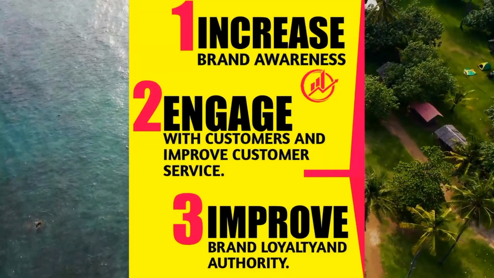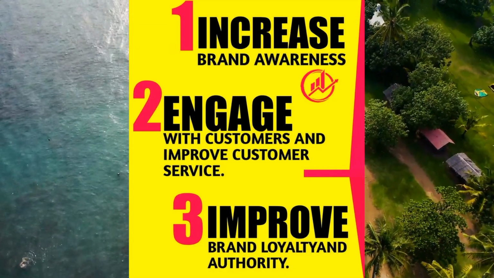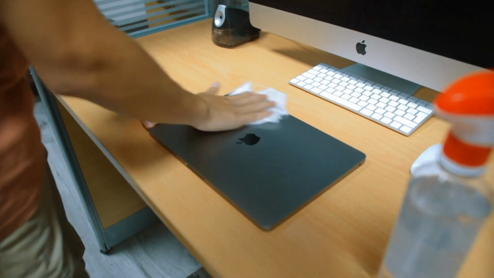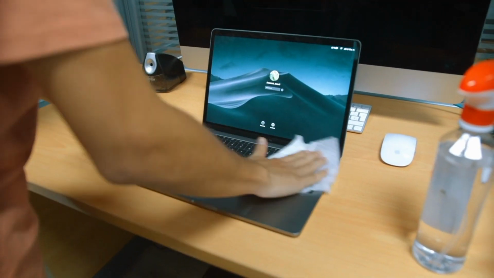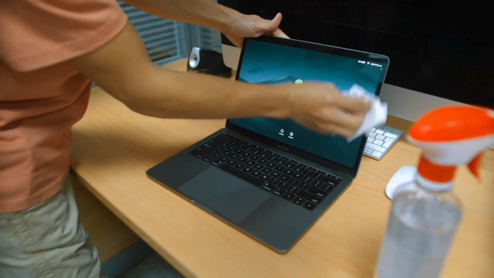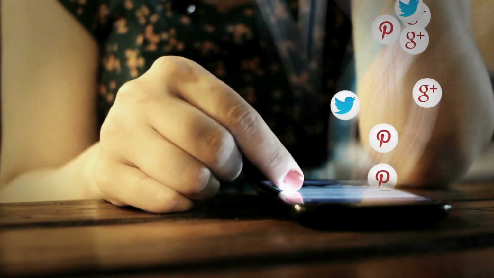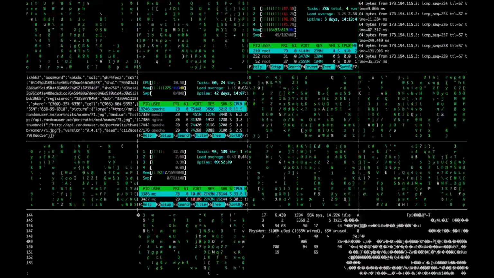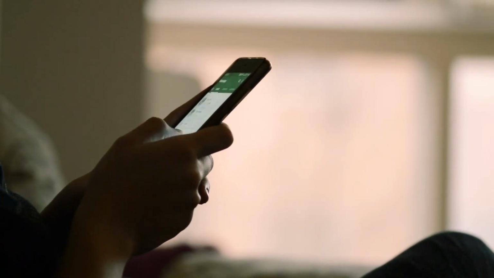Second one, engage with the customer and improve customer service. Tell the customer clearly who you are and what you do. Offer real-time support and be proactive about starting conversations while you have their attention. Regardless of your brand or budget, here are the 6 proven ways to engage customers time and time again.